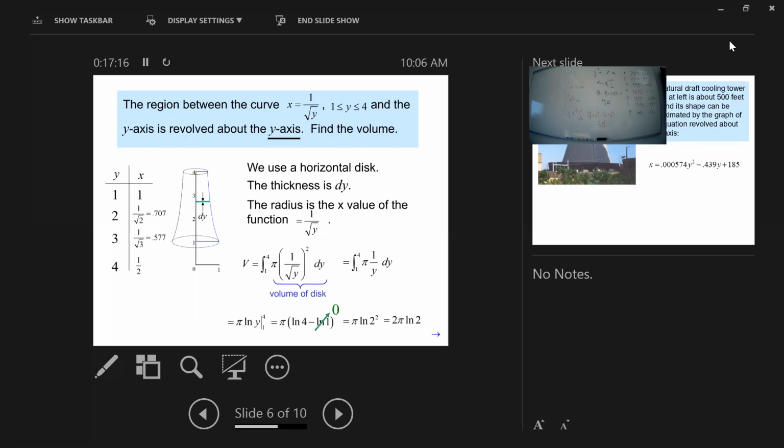You're anti-differentiating that. Pi is a constant. You want to use the power rule in reverse. You have y to the negative 1. Negative 1 plus 1 is 0, divided by 0, dead end. Natural log is the bridge between the power rule in reverse with negative exponents and the power rule in reverse with positive exponents.